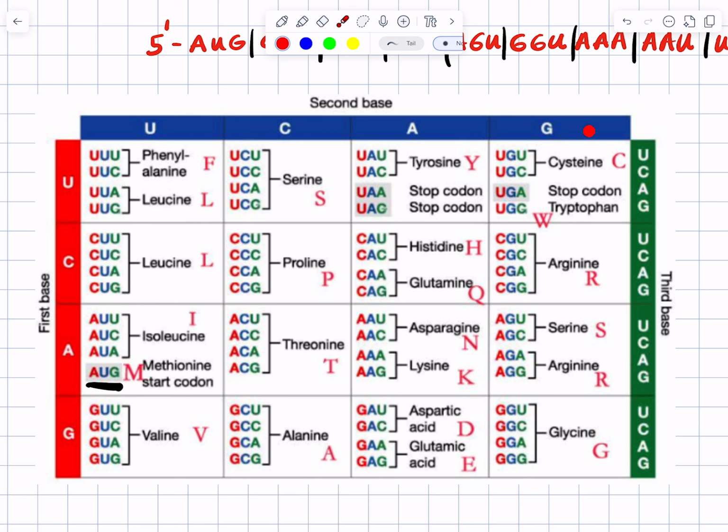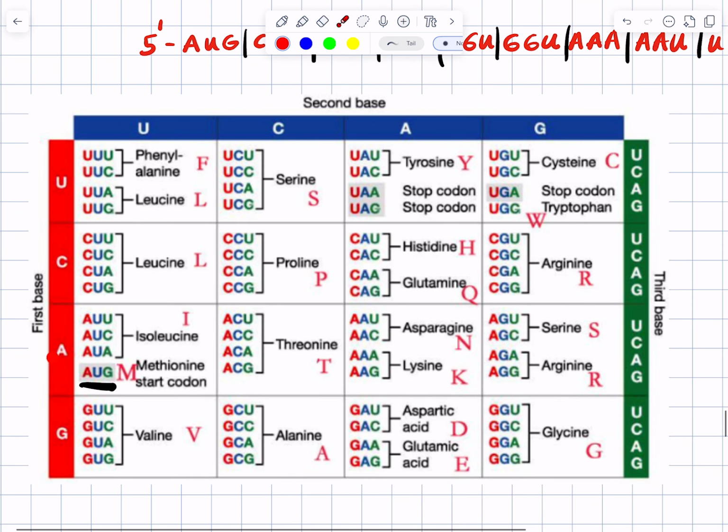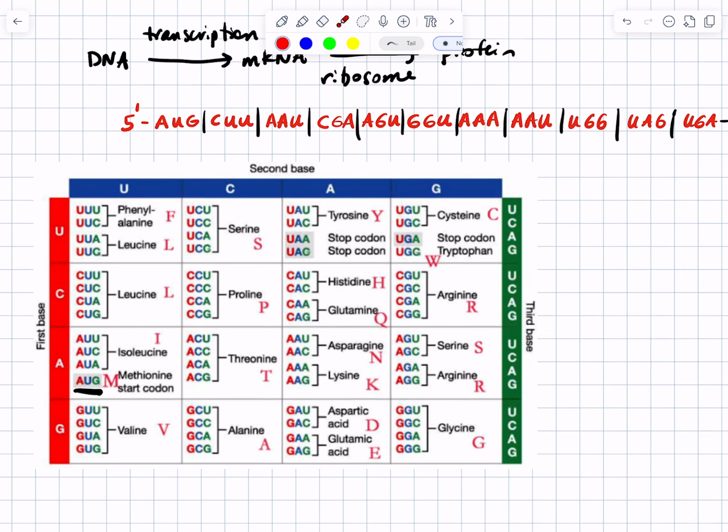Across the middle is the second base, and then in subdivided rows in each cell is the third base. So if I wanted to see what AUG was, I would find A, then navigate over to the right to find U, that's here, and then navigate downward to find G. AUG tells me that's methionine, and it's also the start codon. The start codon is what tells the ribosome to start making protein now. And that is methionine.